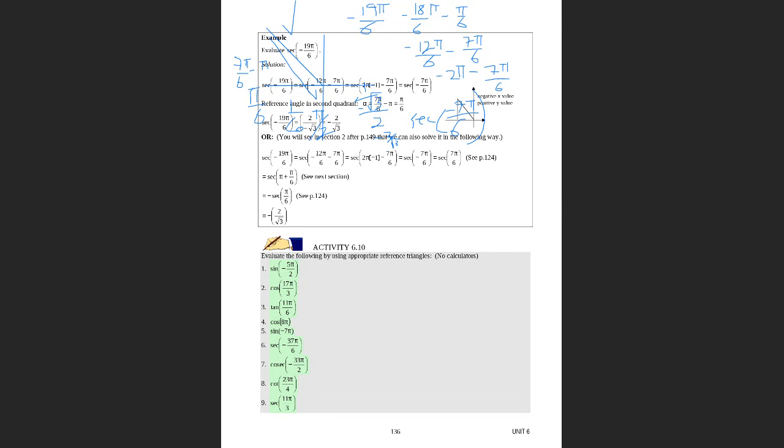Our first one. The first one looks easy. Let's look at the second one. Second one, we have 17 pi over 3.